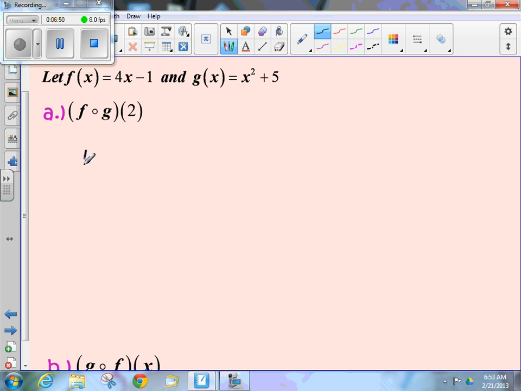Okay. So if I have my f function, I have 4 times x. But instead of x, I'm going to plug in the whole g function, which is x squared plus 5. Don't forget about that minus 1 in the back from your f function. Okay? How can we simplify this? Well, it looks like we can take this 4 and distribute it. So 4 times x squared is 4x squared.